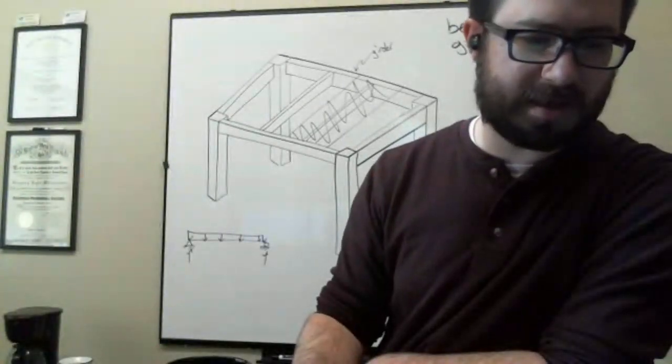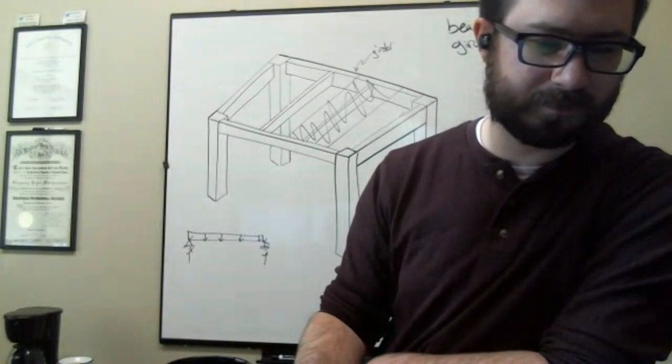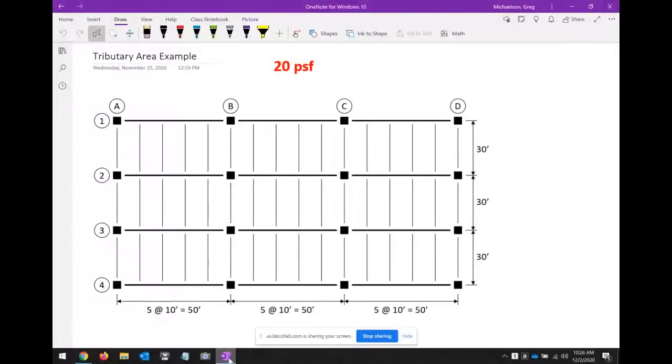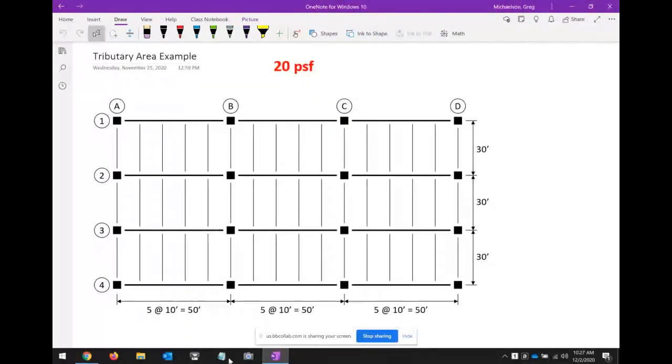I'll just share my entire screen. Okay. All right. So let's see if we can knock out this tributary area problem. First thing we need to do is sketch out some tributary areas, and some of these we're directly going to use, and some of them are really just going to be a guide to ensure that we're understanding the process.